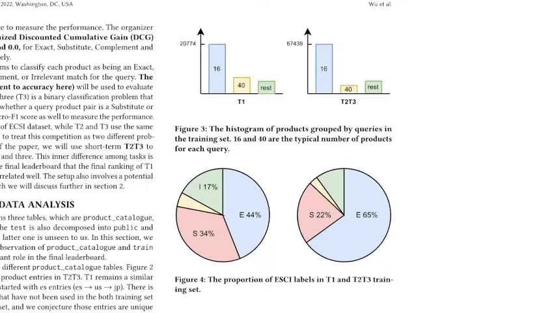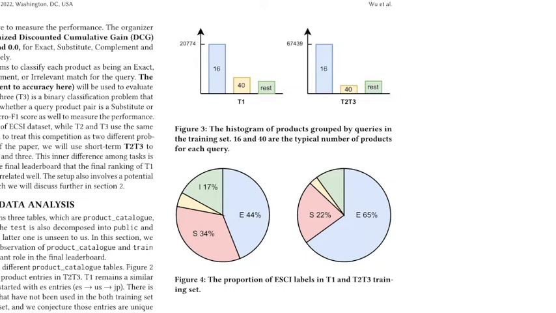Let us have another investigation about the train file. Figure 3 shows a histogram of the products grouped by the queries in T1 and T2, T3. Generally, most queries will sample either 16 or 14 products for training and test sets. And this distribution is slightly different between T1 and T2, T3, while we know that there are few exact labels in T1. So associated with this prior knowledge, using this product number as a feature to calibrate the prediction will make some improvement on the leaderboard.